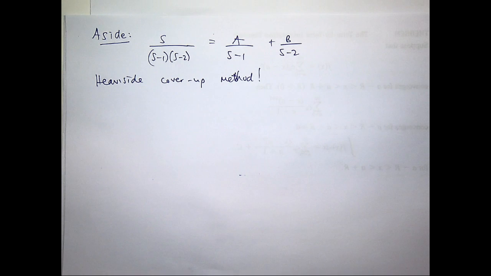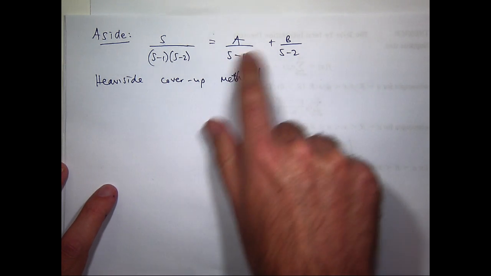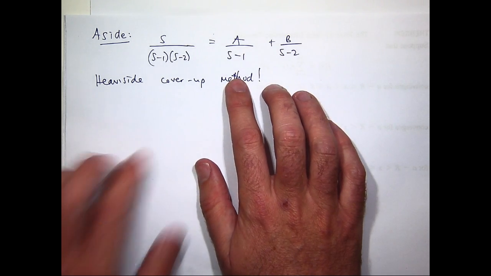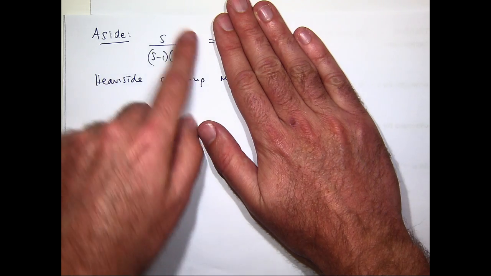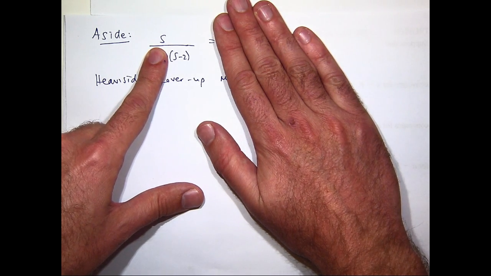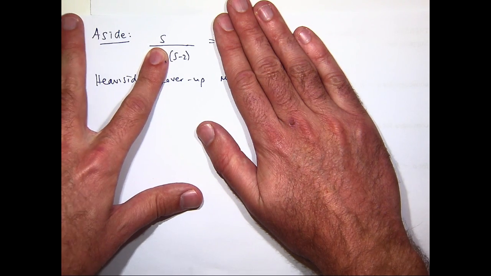Okay? So let me just go through it one more time. Suppose I wanted to calculate A. A lies above s minus 1. So I forget about the right-hand side. I go over here. I cover up the s minus 1, and I substitute s equals 1. I'll get 1 up the top, minus 1 down the bottom. A equals minus 1.